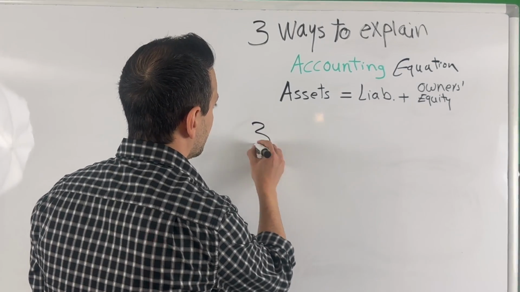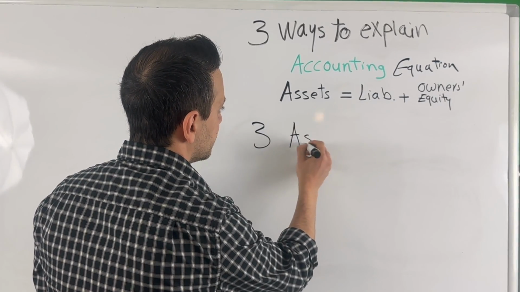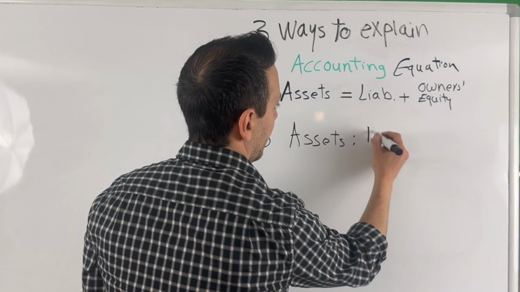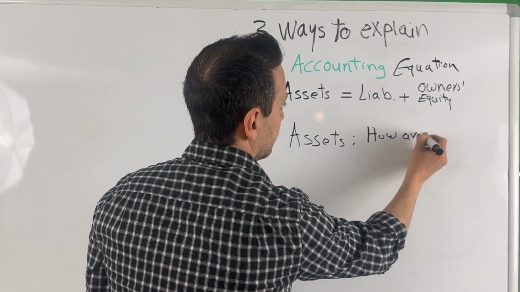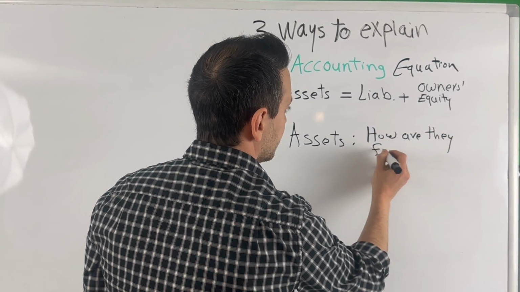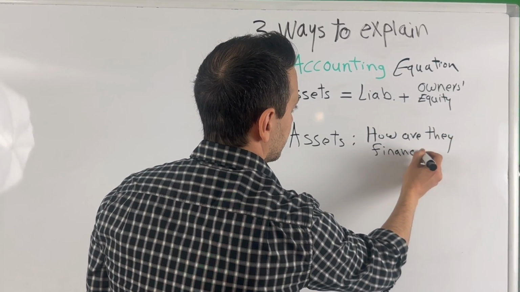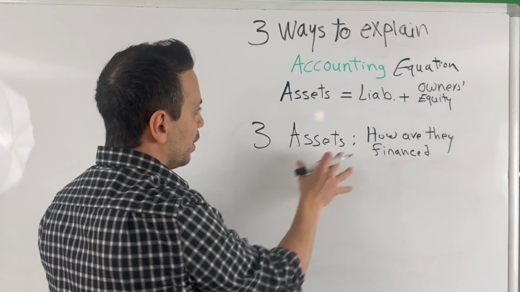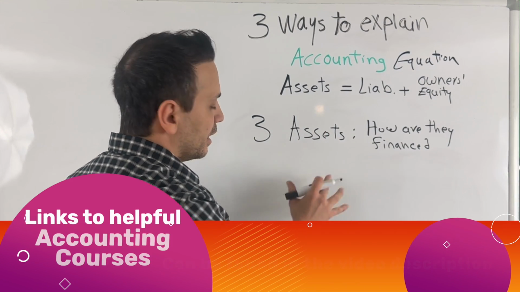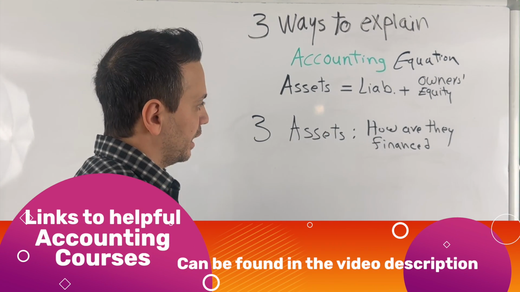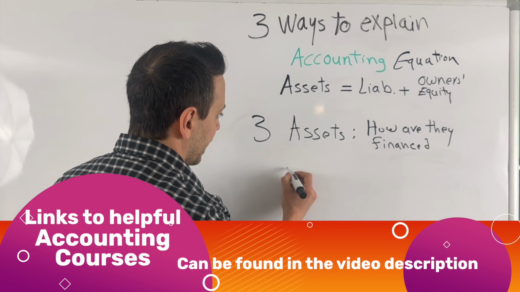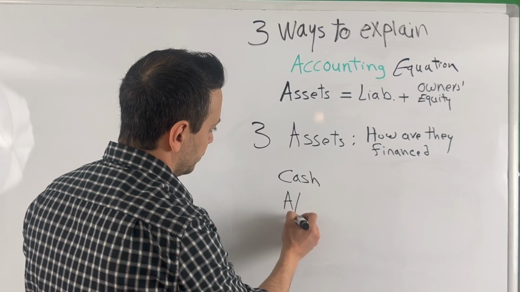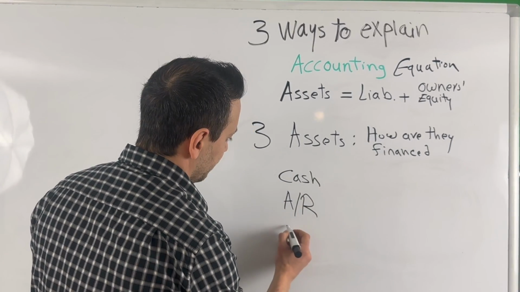All right, so with method number 3, all it says is assets: how are they financed? So with this way of understanding the accounting equation, what we're looking at is how are we financing our assets. So let's take a look at some examples of assets, and then we'll take a look at how they are financed. So for example, we got cash, we've got accounts receivable, we've got inventory.